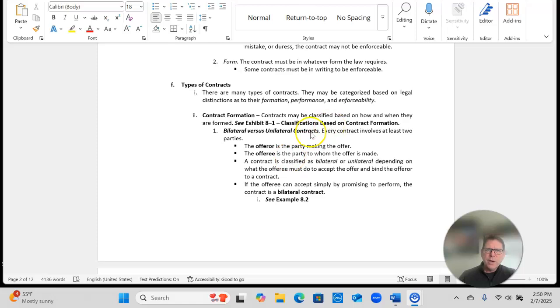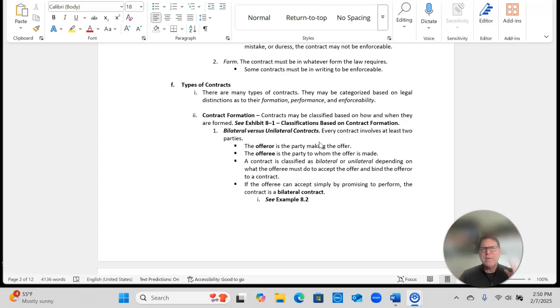Contracts can either be classified as bilateral or unilateral. When they're classified as either bilateral or unilateral, what they're really trying to do is classify the contract based on how and when it was formed. What they mean by bilateral is that the contract is formed when the promises are exchanged.